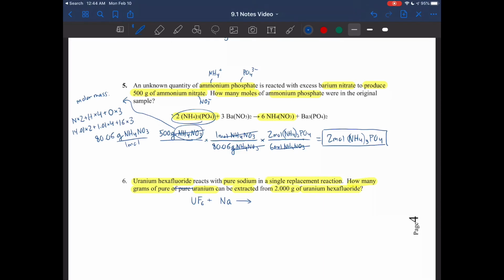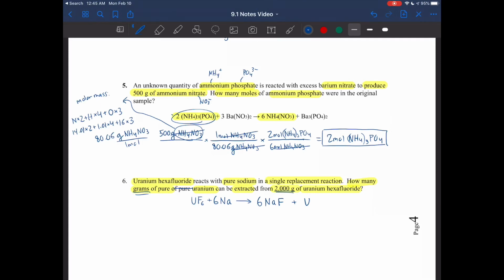Single replacement, I'm thinking, I've seen Na with F before, so I think Na is going to replace uranium here and make NaF. And then uranium is going to be all by itself afterwards. You could think of that as a way to extract uranium. Still got to balance it. 6 F's on the left side, so making sure there's 6 on the right. Now there's 6 Na's on the right side, so put 6 on the left to balance that, and now it looks balanced.